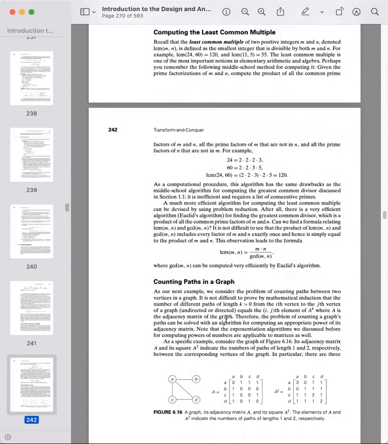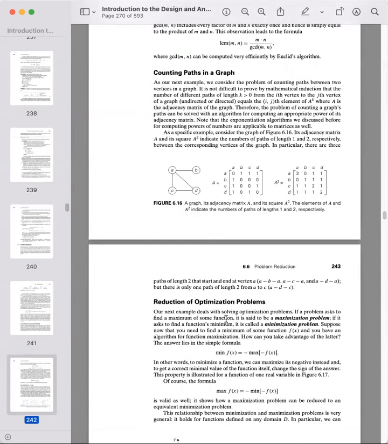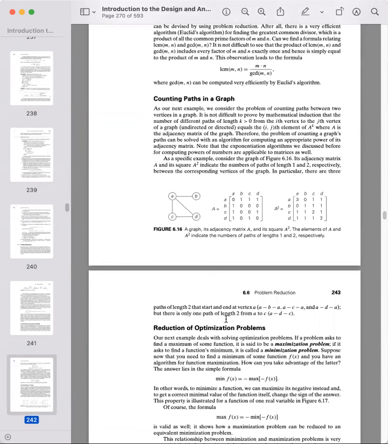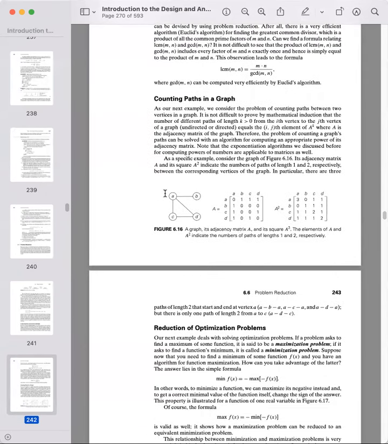Then there are other examples here, like counting paths in a graph. I said I wasn't going to talk about it, but I will because it's interesting. If we have the adjacency matrix for graph A, then A squared becomes the number of paths of length 2. That's what this notation means. So this is the way we can count the paths in a graph.